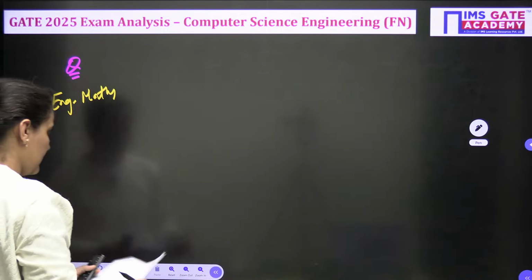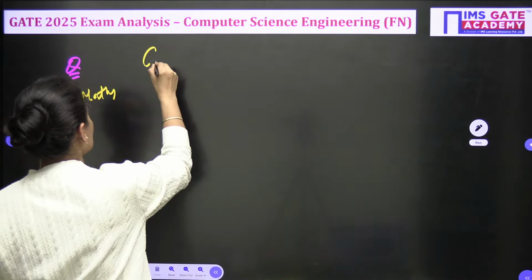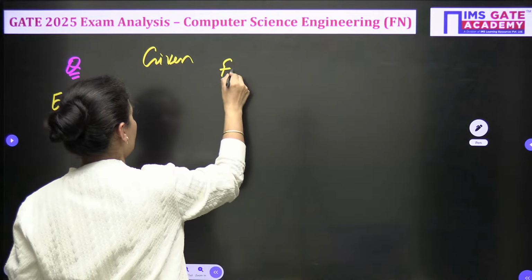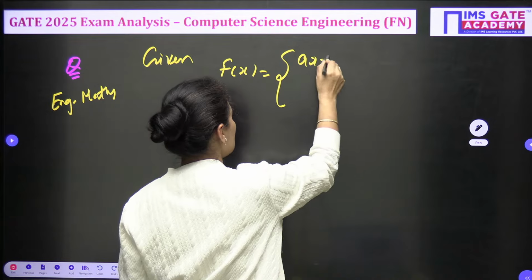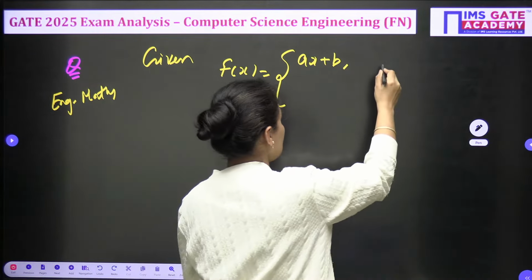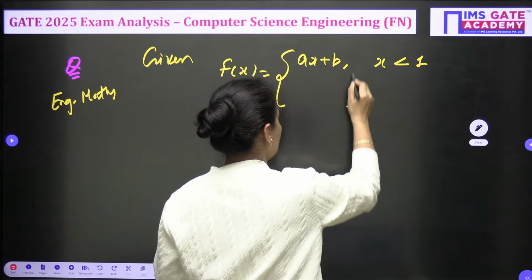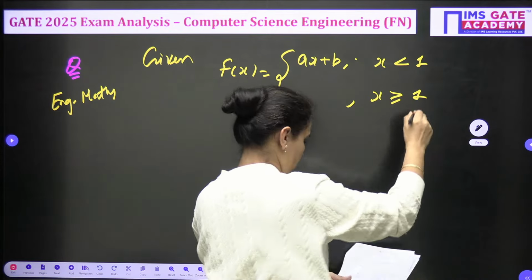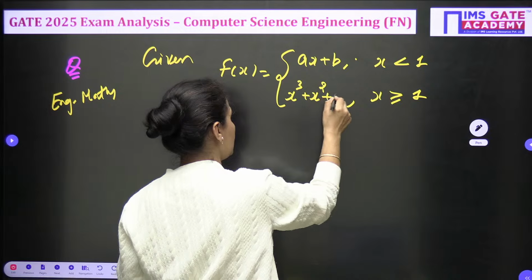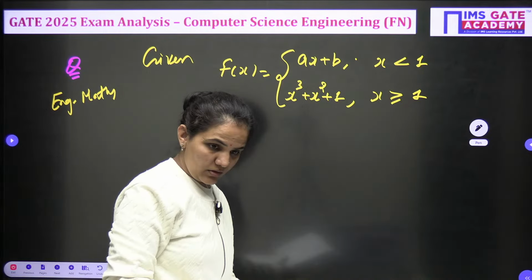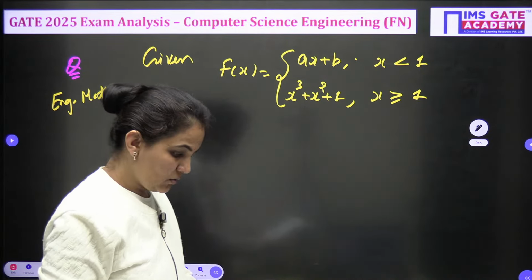This is the question of engineering maths again, with the data. It's given to you a function f(x) equals ax plus b when x is less than 1, and for x greater than or equal to 1, the value of the function is x cube plus x square plus 1. Okay, this was the question.